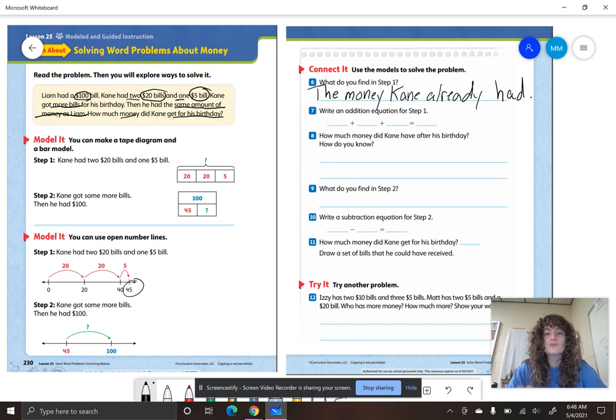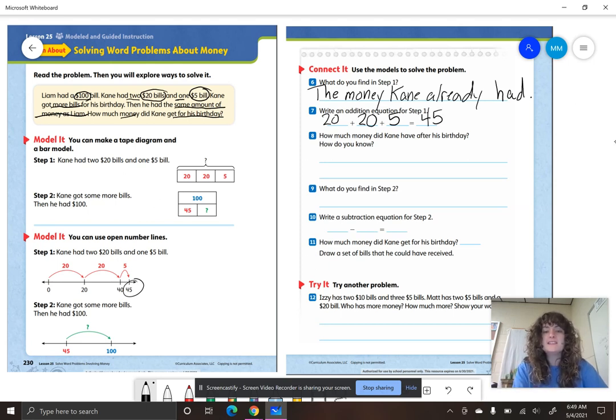Number 7 says, write an addition equation for step 1. So look, Smarties, we have 3 parts. What were the parts that we knew? What did Kane already have? He had two $20 bills, so 20 plus 20. And he had one $5 bill. What were those parts together? What did it make all together? $45.